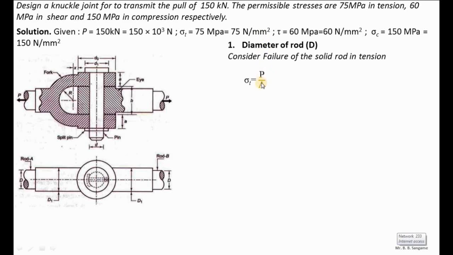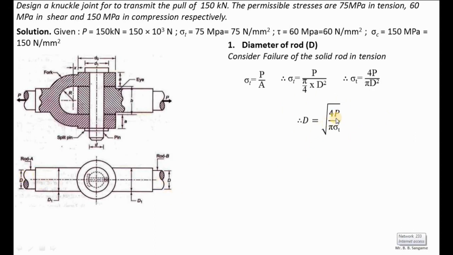We have the value of P, so we can calculate the area. The area under tension for rod A and rod B is pi by 4 d square. So I am going to rewrite this equation in terms of d. It will be d is equals to root of 4P divided by pi into sigma T. By using this formula, I am going to calculate the diameter of rod A and rod B.